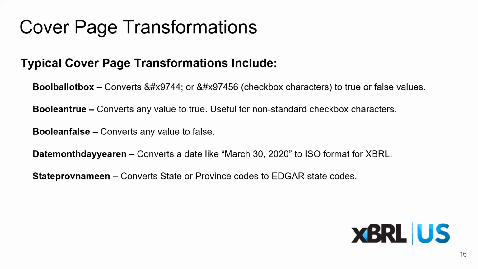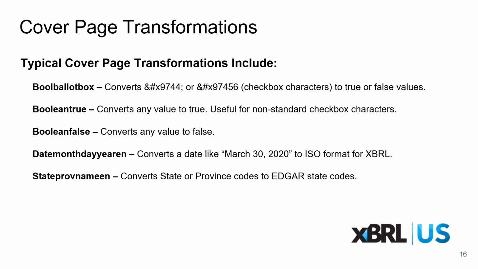So going along with that, there's also Boolean true and Boolean false. If you're not using one of those standard Unicode characters, maybe you're using brackets with an X in the middle, these transformations can take anything and turn it into true or false depending on what it is. So you can use whatever you want to represent checkboxes with these transformations. There's also date, month, year, N, which will convert a date to a standard ISO format for XBRL.